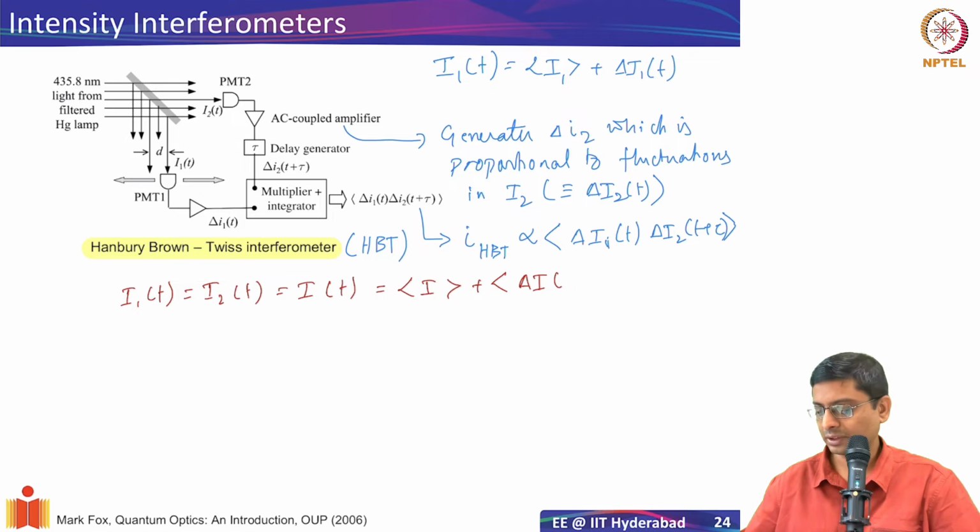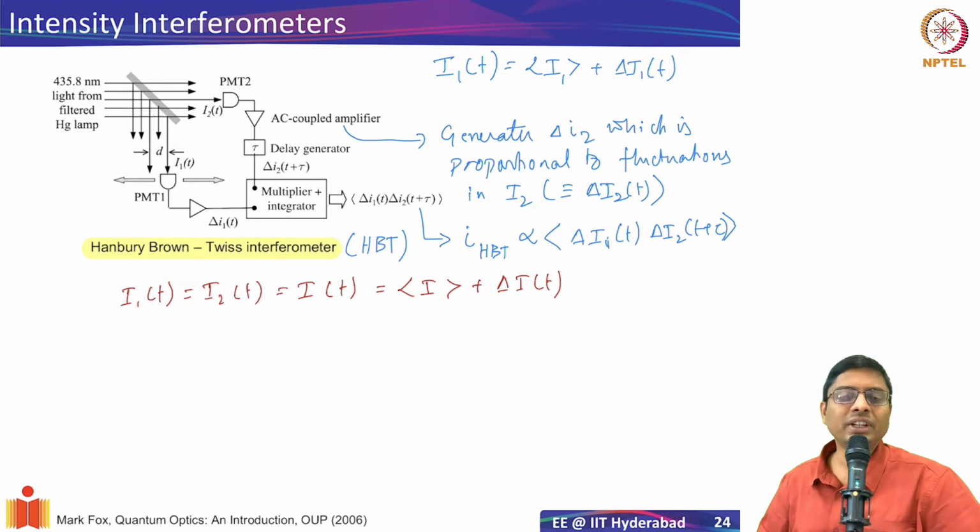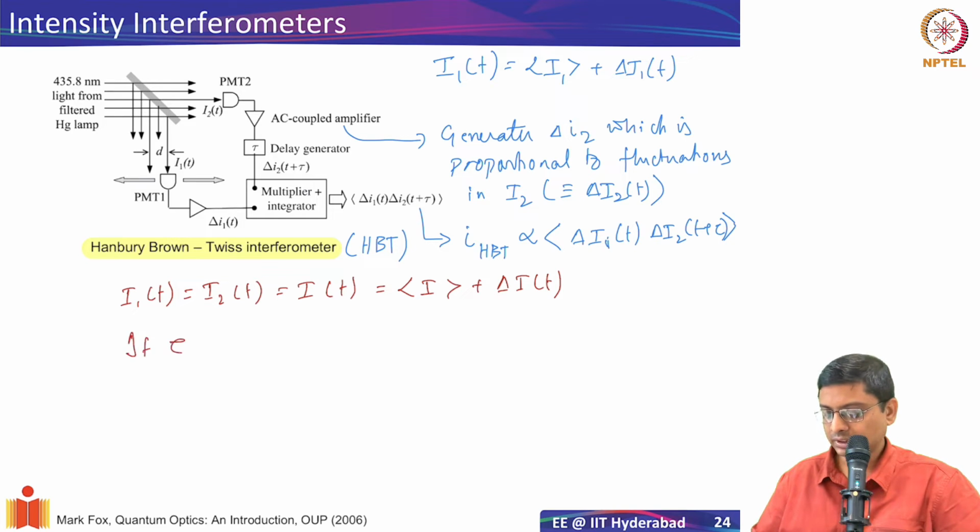Sorry, not average value of fluctuation. Should be delta I of t. Okay, so now this is the incident intensity, and that is the same for both detectors. So in such a scenario, let's say if tau is 0, the delay is 0, what do we expect the output of the HBT to be?